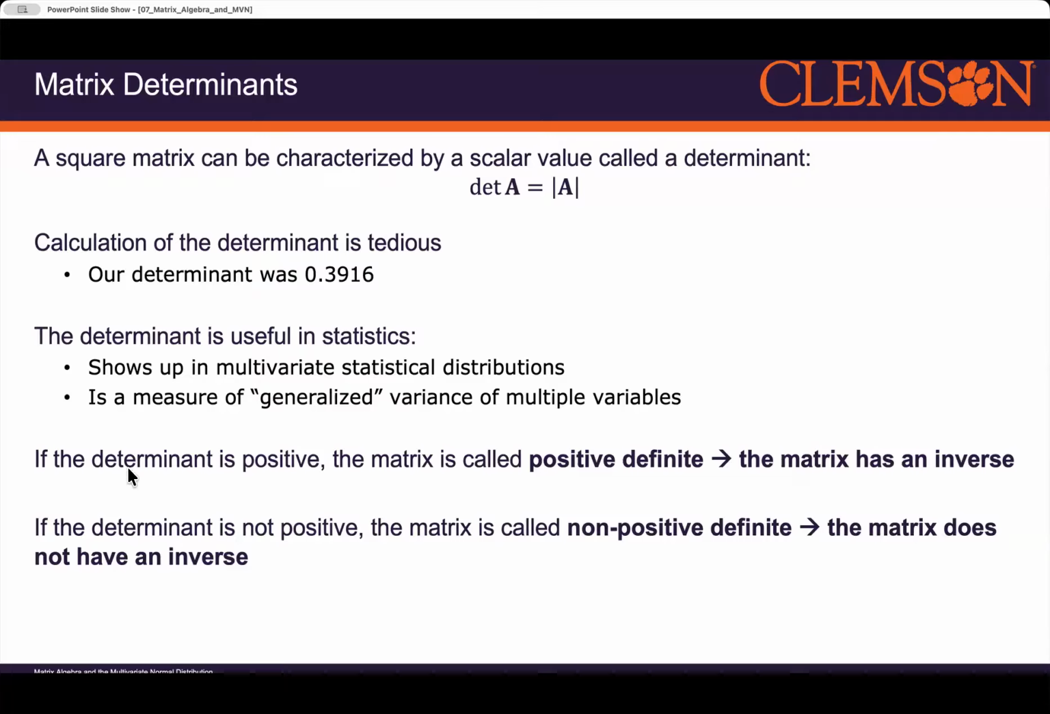If the determinant is not positive, the matrix is called non-positive definite, and the matrix does not have an inverse. So positive definite is what we want for most of our statistics. Non-positive definite is where our methods start to fail. The use of the term positive or non-positive makes me think of corporate speak, like "I'm not positive about that," rather than "I don't like that idea." That's the way of putting it.